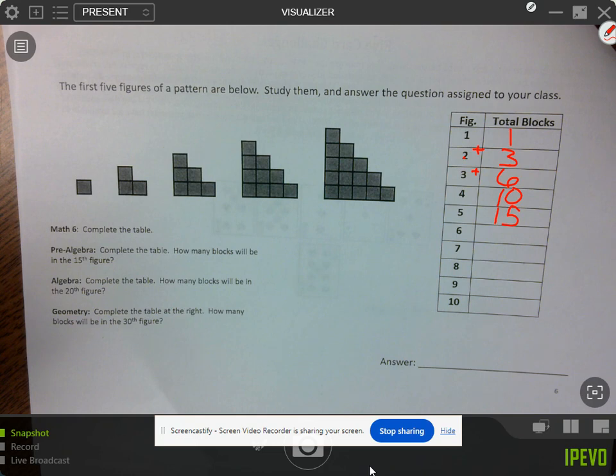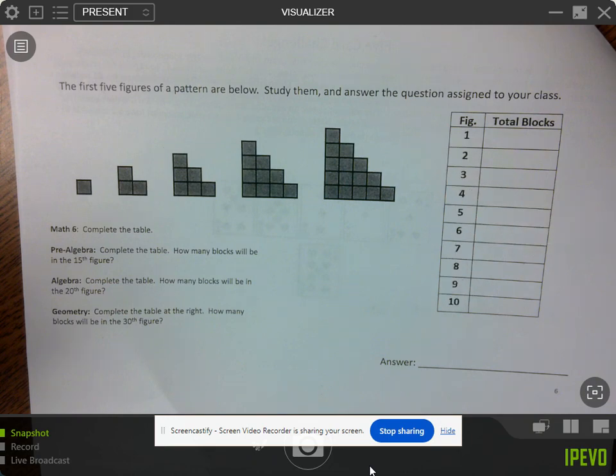3 plus the next figure number gets me my next total blocks. 6 plus the next figure gets me to 10. 10 plus that 5 gets me to 15. So keep following that down, and you can go down to the 15th and see there are other patterns that are involved in this. This is just the first pattern that I saw. So if you find a different pattern, that's fine, use it. Just make sure you show your work that you are doing so I can see how you're solving it.